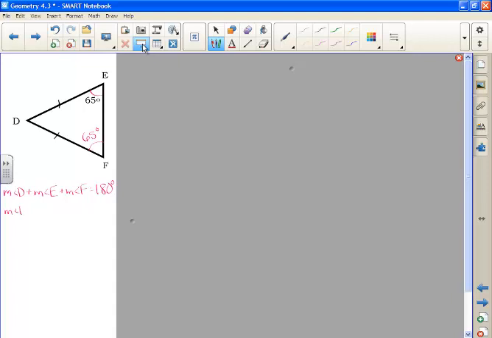So I can plug those into the equation that I wrote down below, and I'll have the measure of angle D plus 65 for angle E and 65 for angle F still has to equal 180. So a little bit of simplifying, and then I'll have the measure of angle D plus 130 degrees equals 180. Subtracting 130 from both sides will give me the measure of angle D, which is 50 degrees.